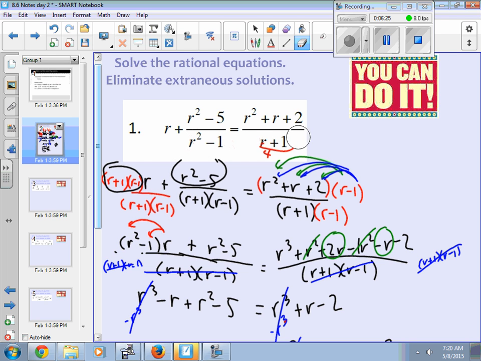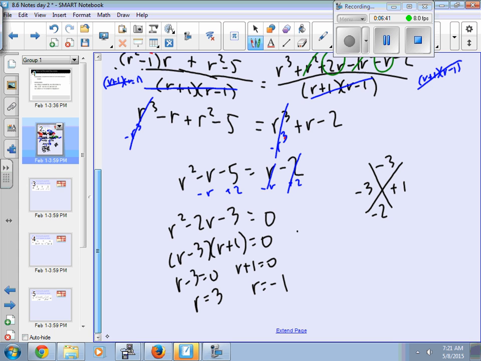The other answer we got was negative 1. Will negative 1 be okay here? And you can see, no. If we put negative 1 in here, you get 0 for that denominator. We can't have a denominator of 0, that's dividing by 0. That's not possible. So in this case, there is only one solution, 3. R equals 3 is the only answer.